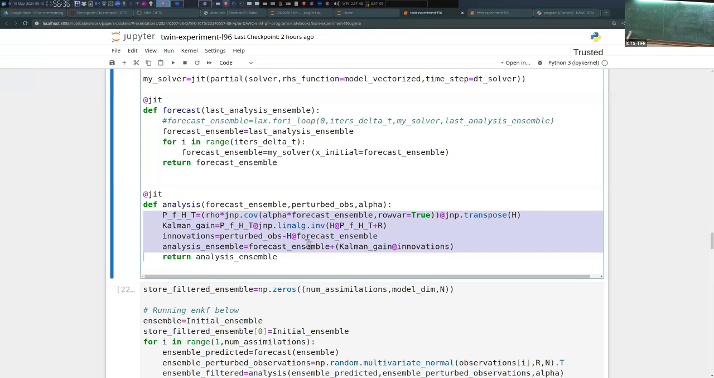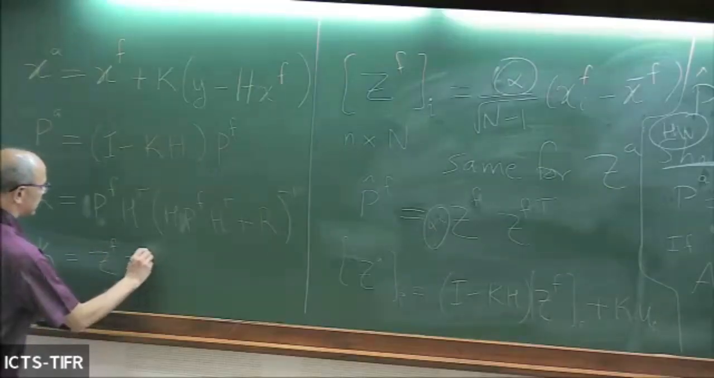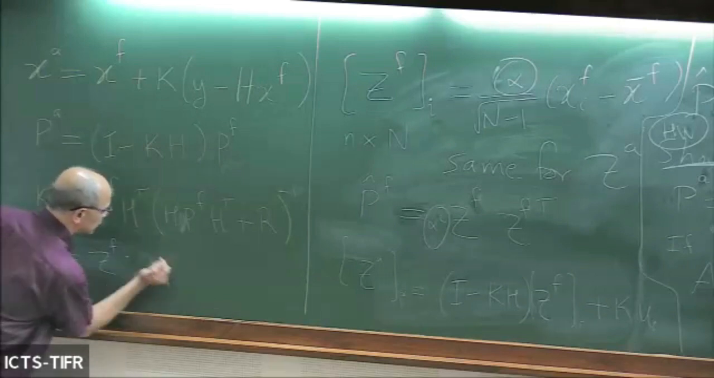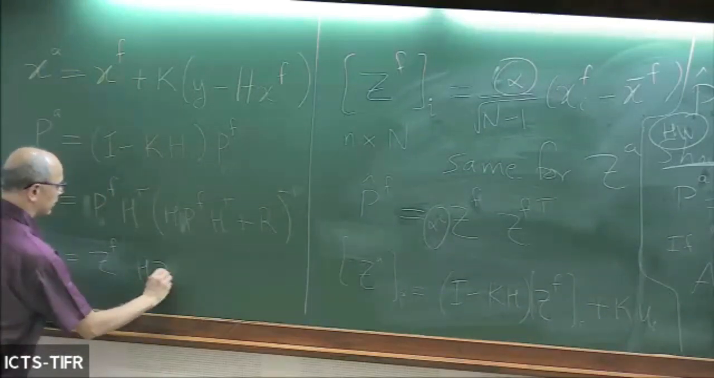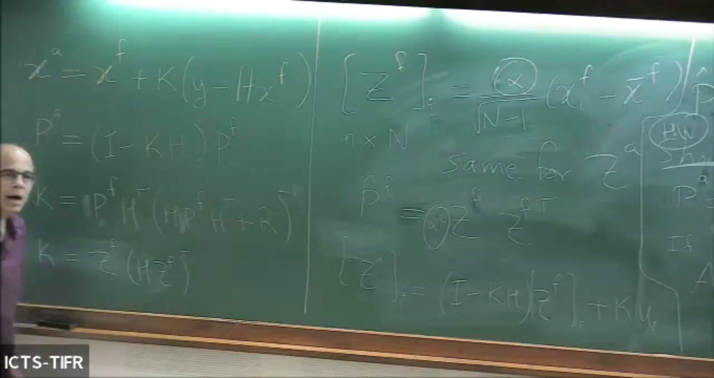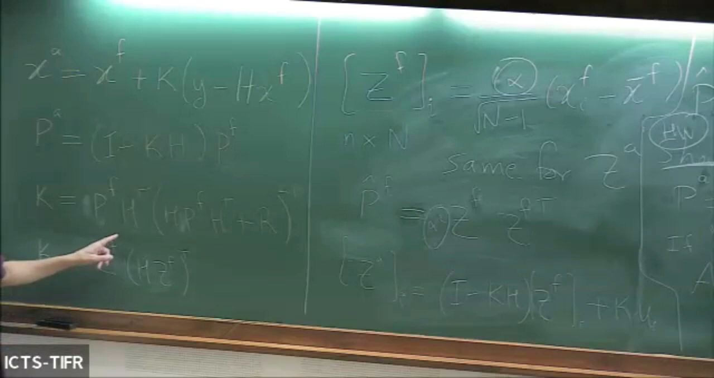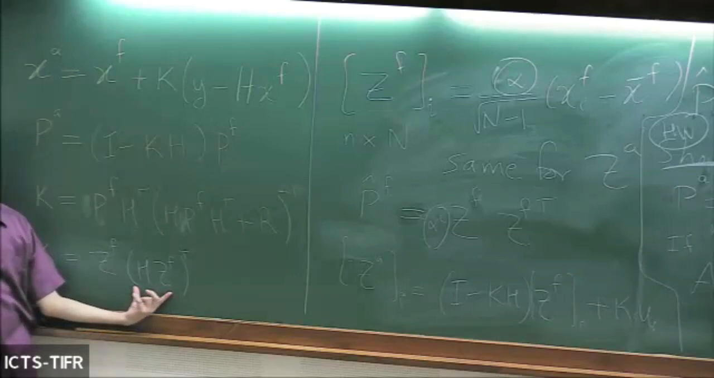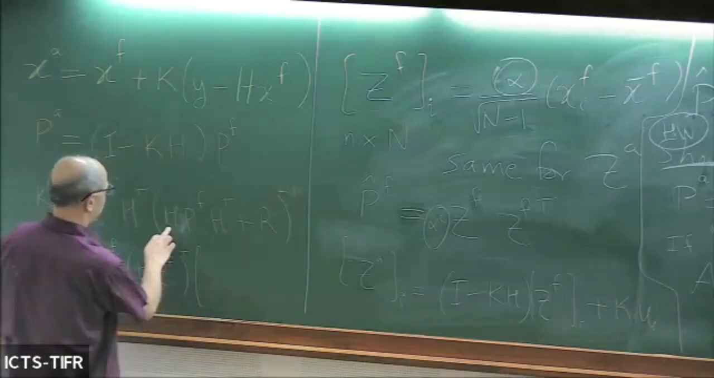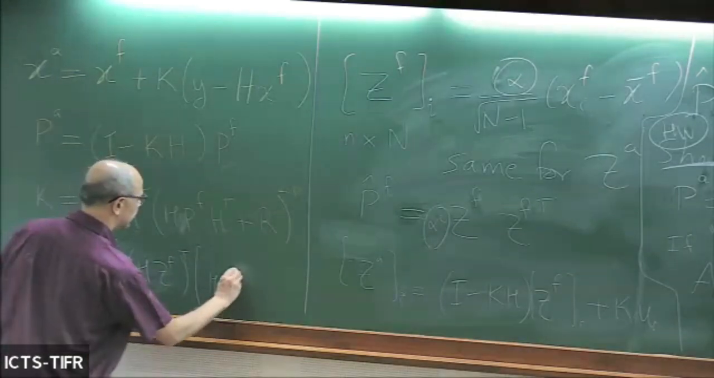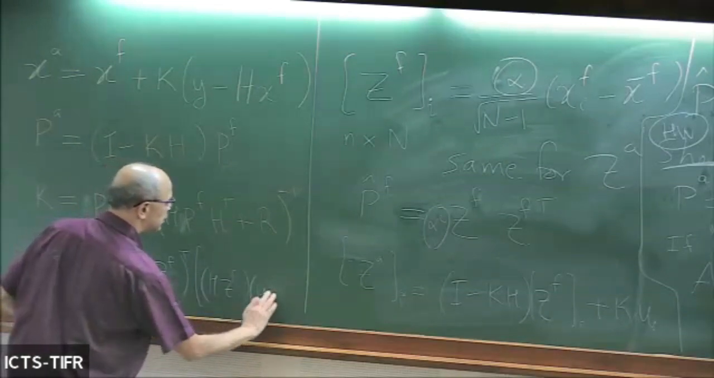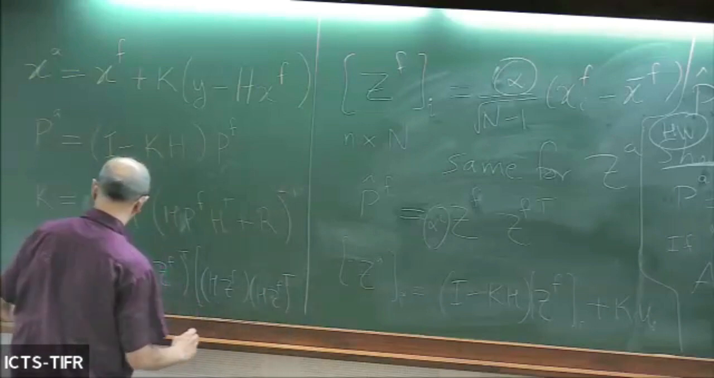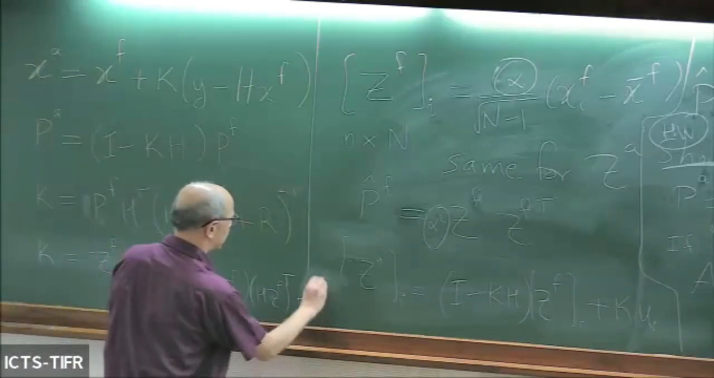Right. So K is equal to PF, which is ZF ZF transpose. I anticipated what's going to happen. It will be ZF transpose times H transpose. I combine the H transpose, ZF transpose, H transpose and write it as H ZF transpose, times, there is an H and ZF, so there is an H ZF, then again an H ZF transpose, plus R inverse.